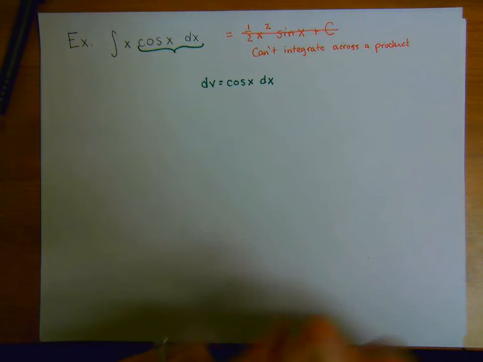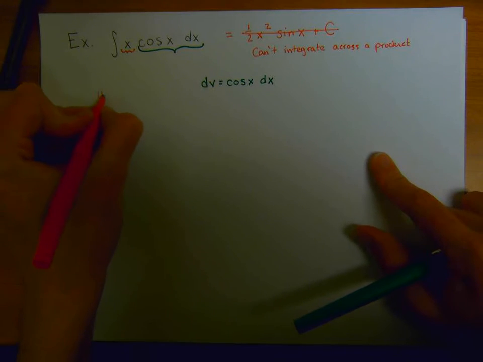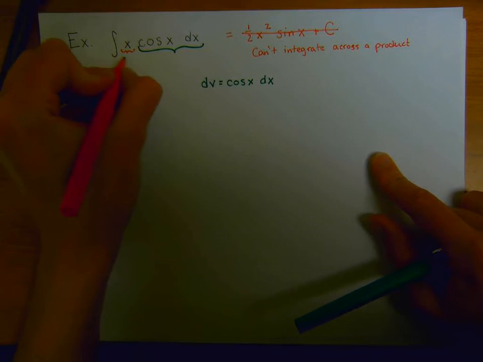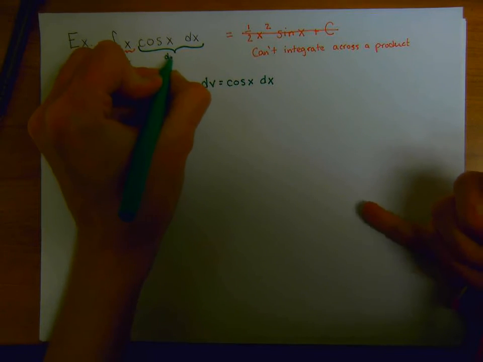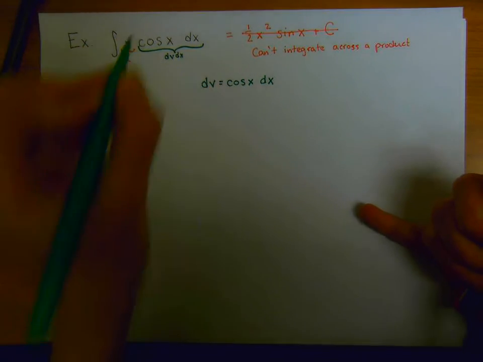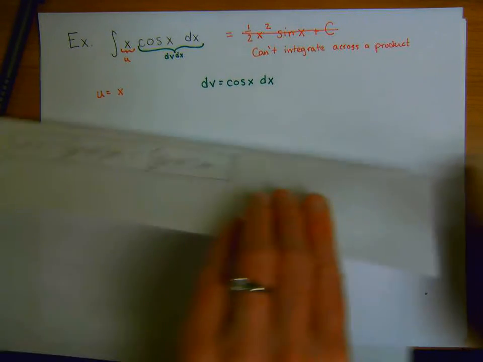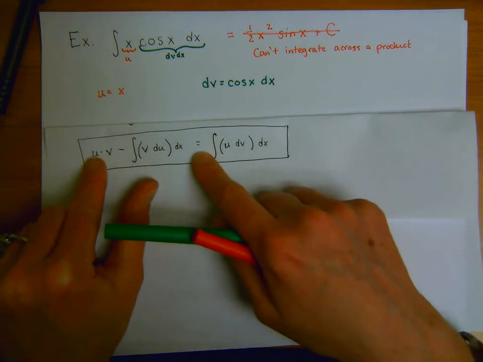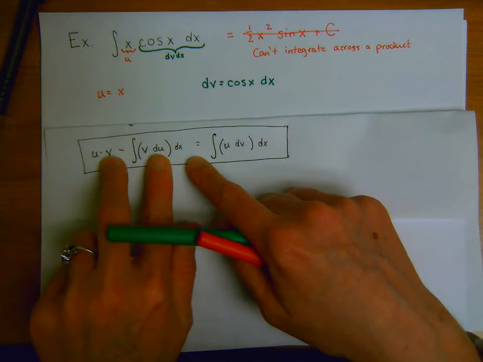And let's set u equal to x. So this is my u, and then this is my dv dx piece. And in order to apply this rule, notice that I'm going to need some more information. I'm going to need to know what v is, and I'm also going to need to know what du is.